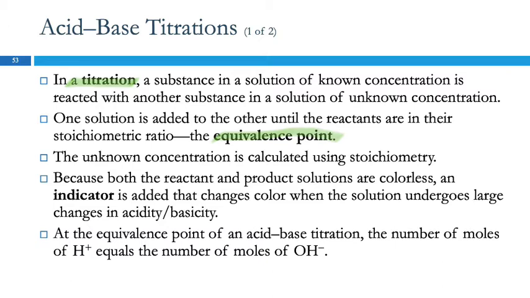So with acids and bases, generally the reactants and the products are colorless. So it looks like you're adding water to water, and how do you know when you get to the equivalence point? We use something called an indicator. An indicator is an organic acid that changes color in response to changes in acidity and basicity. So when we see that color change, we know we're at the equivalence point, and then we know that the number of moles of acid equals the number of moles of base, and we can calculate what we've added.